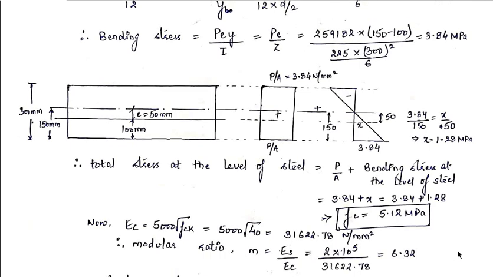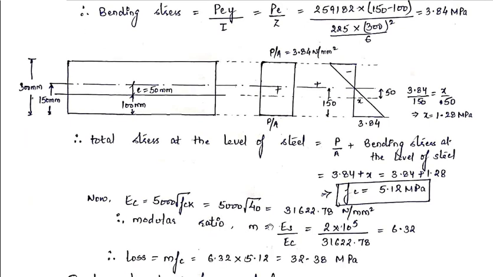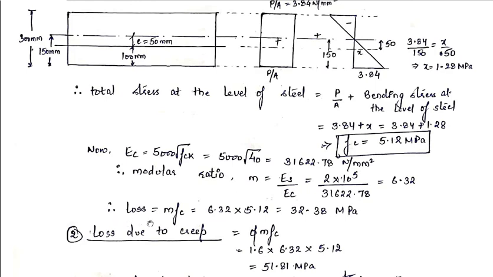See, now we have to find out the value of the modular ratio, and we know that modular ratio is equal to Es upon Ec, but in the question the value of Ec is not given. So we can find out the value of Ec as 5000 under root fck. So 5000 under root fck, where fck is 40, this term will come out to be 31622.78 Newton per mm square. So just put the values in the formula of the modular ratio. The modular ratio will come out to be 6.32. So therefore the loss due to elastic shortening will be m into fc. So therefore it will come out to be 32.38 MPa.